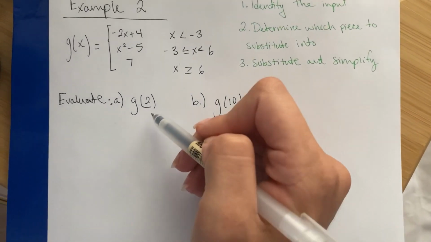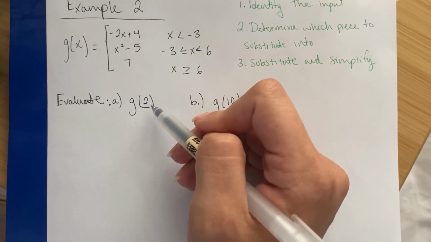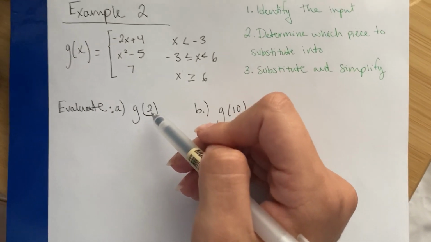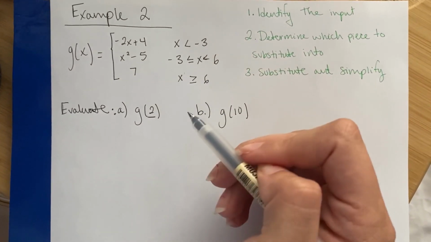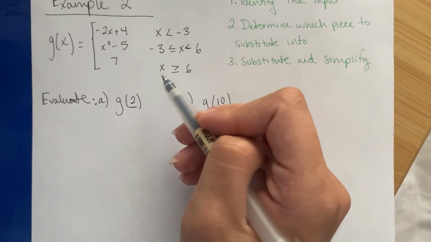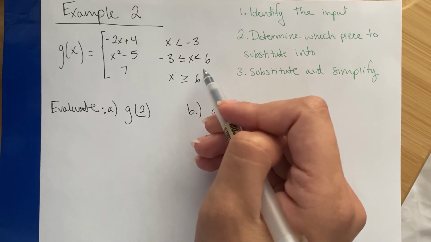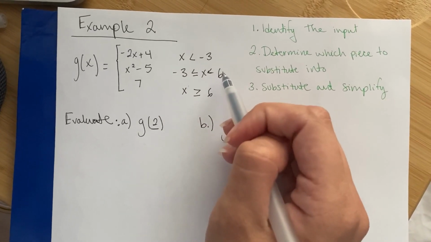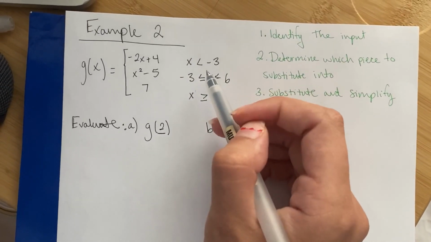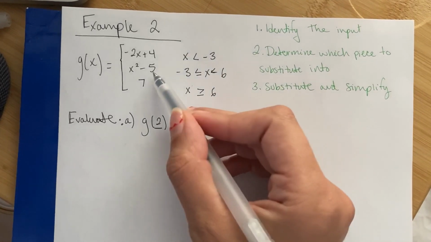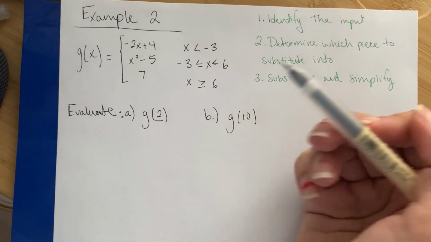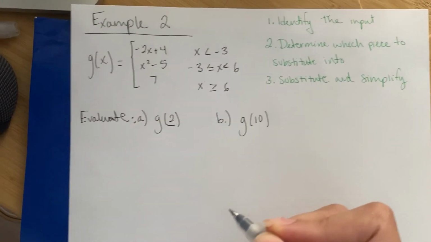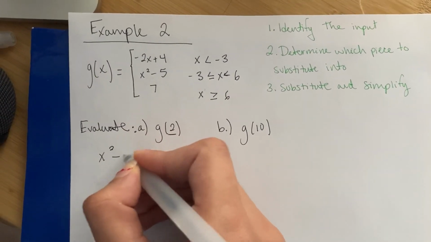So you want to figure out, this is my input or my x value, what domain will this fit into, right? Is 2 less than -3? No. Is 2 between -3 and 6? Yes. Meaning that if it satisfies this domain, then we are going to substitute into the matching expression. So we're going to substitute into this quadratic expression. And then once we determine that, we know that we're using x squared minus 5.